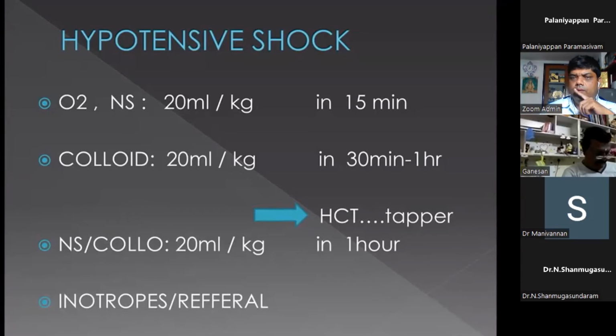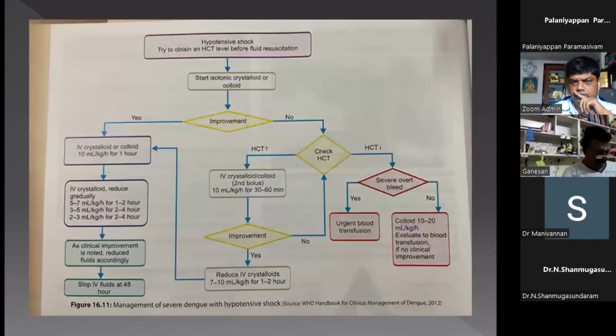IV fluids. If there is no improvement, a third dose of bolus can be given over 1 hour. This is the flow chart for a hypotensive shock. So start baseline investigation before fluid resuscitation. The initial bolus, as I said, should be given within 15 minutes. If there is no improvement, hematocrit has to be checked.